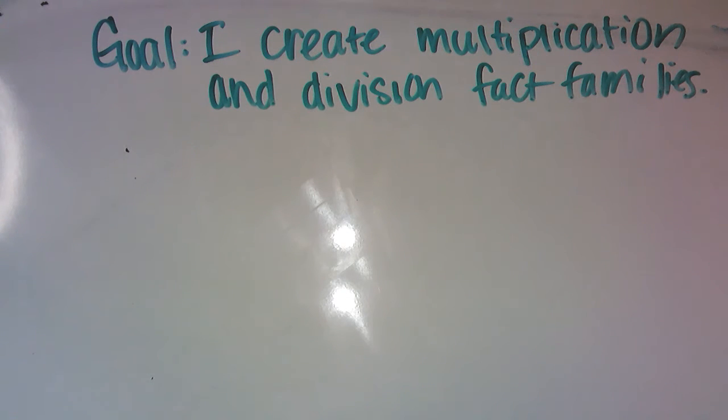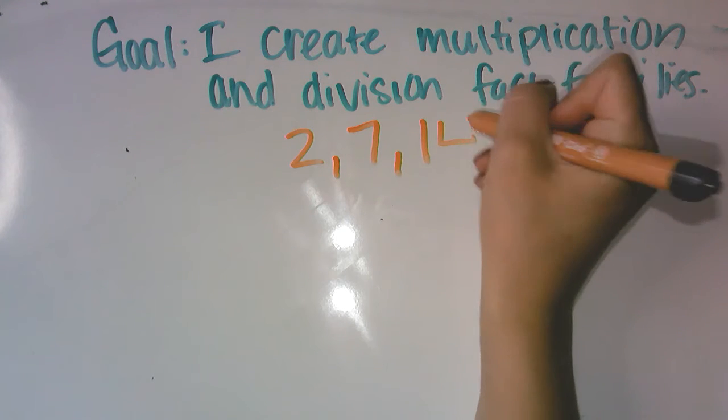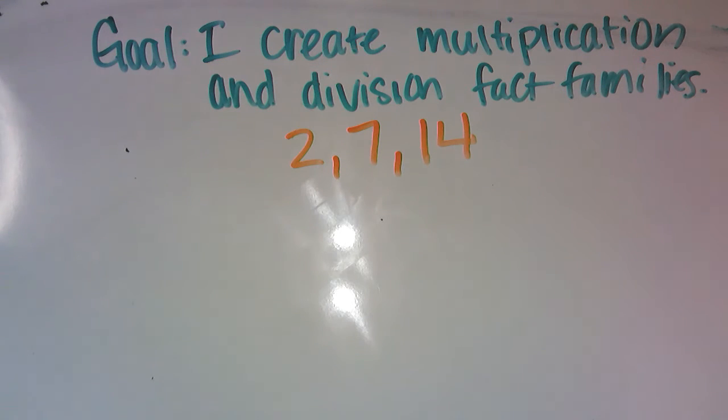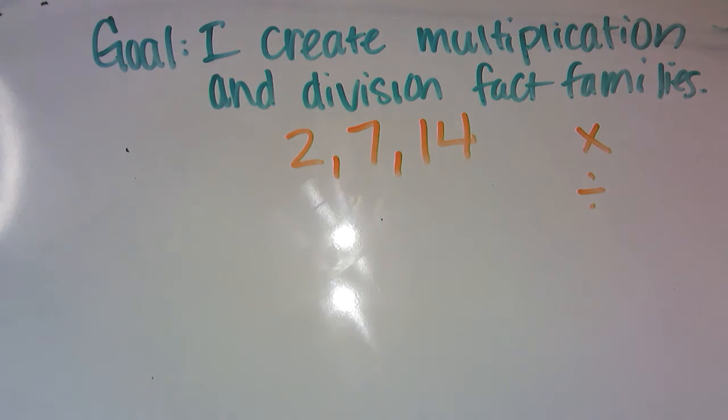Our goal for math review is to create multiplication and division fact families. So you were given some numbers yesterday and they look like this. And so you are trying to determine how to create a fact family using multiplication and division. In order to do that, we must arrange these numbers in a way where they make sense when placed in orders with those symbols.